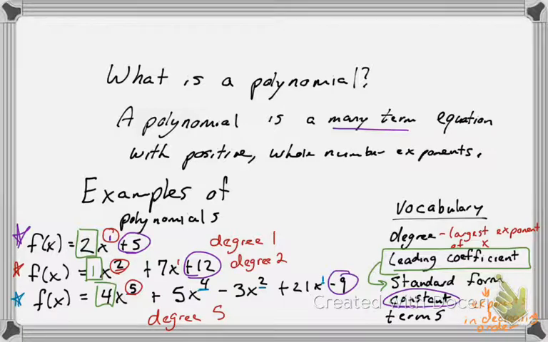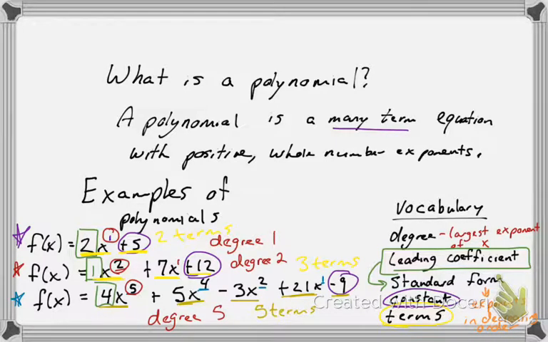The last thing that you need to be able to identify is what's called a term. Now a term is how many parts are there in the equation. So the first equation would have 2 terms in it. The second equation, we have the x squared, we have the 7x, and the 12 for 3 terms. The third equation, we have 4x to the 5th, we have 5x to the 4th, we have negative 3x squared, we have 21x, we have minus 9 for 5 terms.